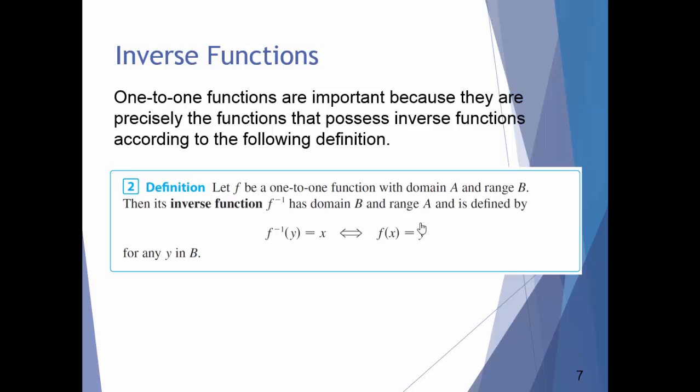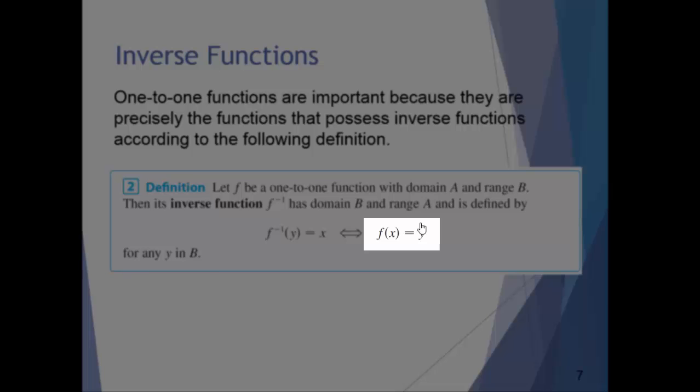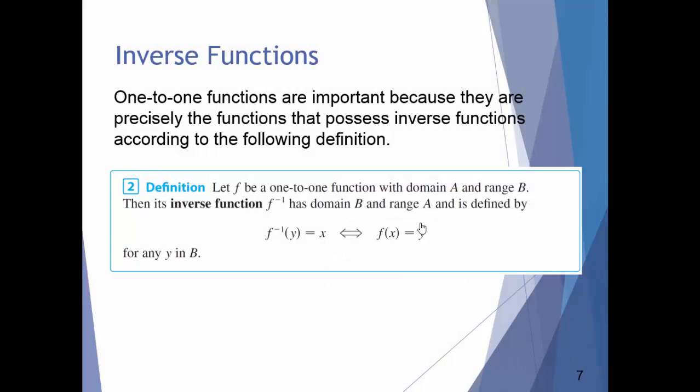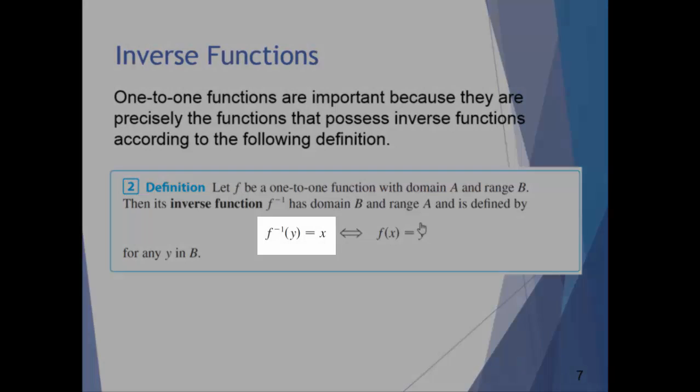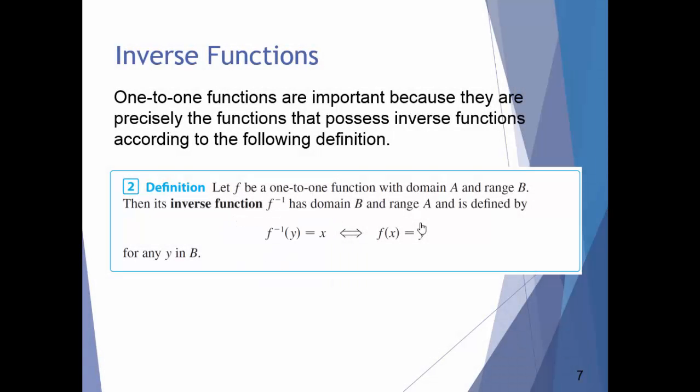We're used to the stuff on the right-hand side, that y and f of x are the same thing. When you input an x into your function f, you output y. If its inverse function, f inverse, exists, then f inverse of y will be equal to x for any y in B.